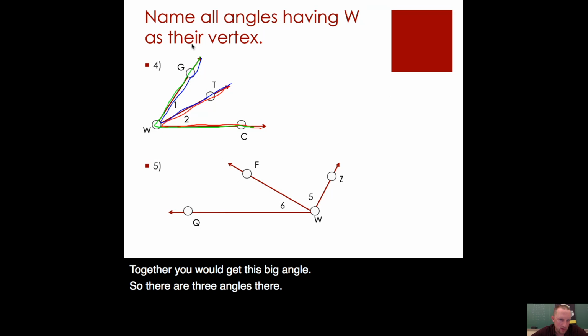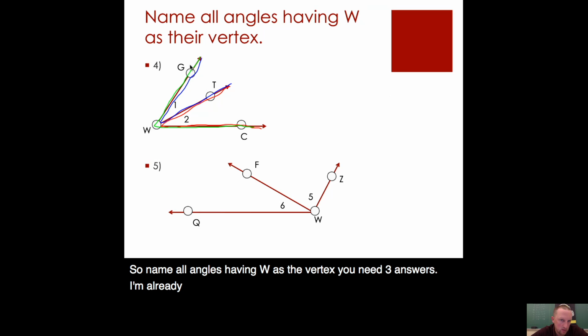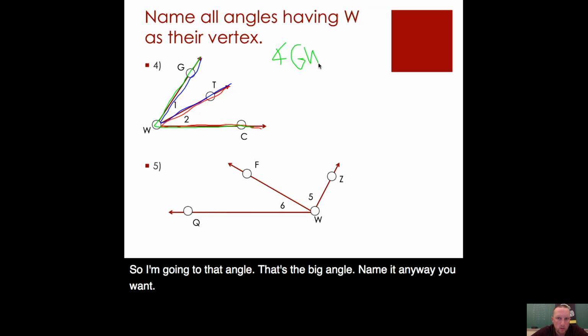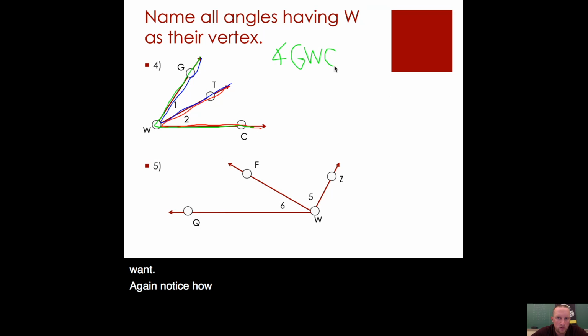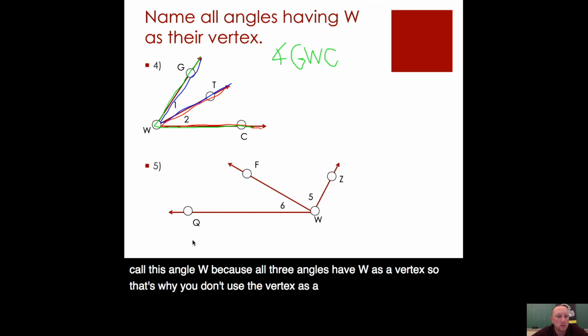So name all angles having W as the vertex. You need 3 answers. Okay, well, I'm already on the green, so I'm going to name that angle. That's the big angle. Name it any way you want. Again, notice how we're kind of forced to use 3 letters here. We can't call this angle W because all 3 angles have W as a vertex. So that's why you don't use the vertex as a name very often.